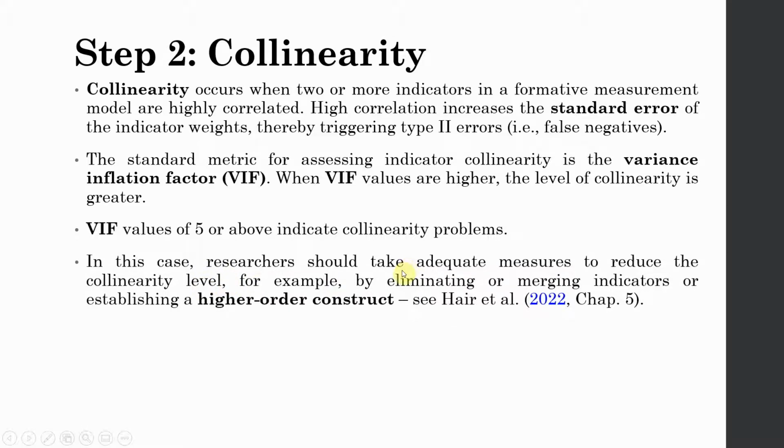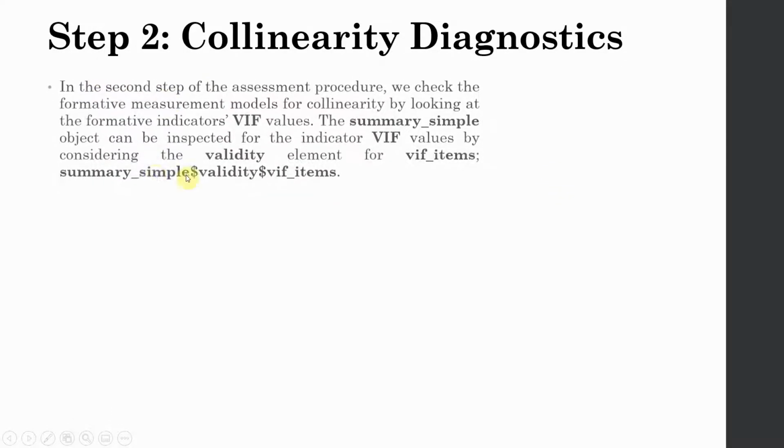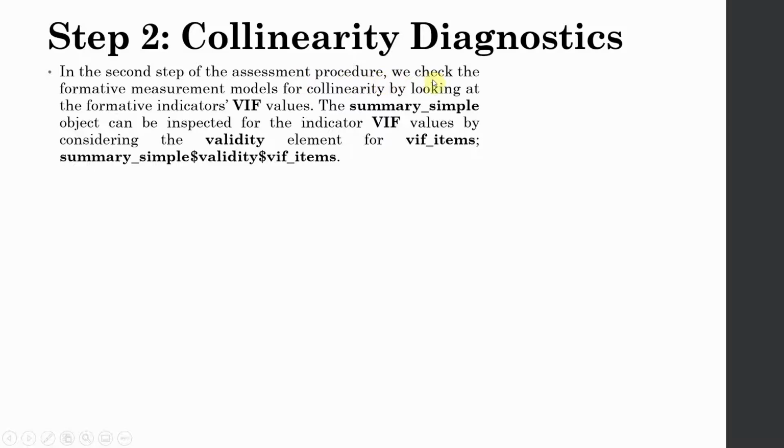In this case, researchers should take adequate measures to reduce the collinearity level, for example, by eliminating or merging indicators or by establishing a higher order construct. For further detail, please look into Hair et al. 2022, Chapter 5. Collinearity diagnostics, that is your step 2. In the second step of the assessment procedure, we check the formative measurement model's collinearity by looking at the formative indicators' VIF values. The summary underscore simple object that is holding all the results can be inspected for VIF values.